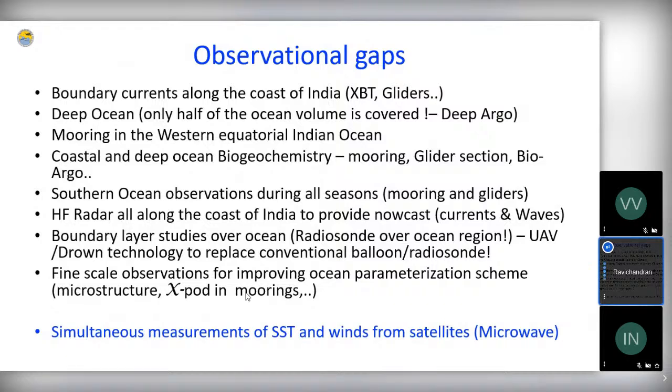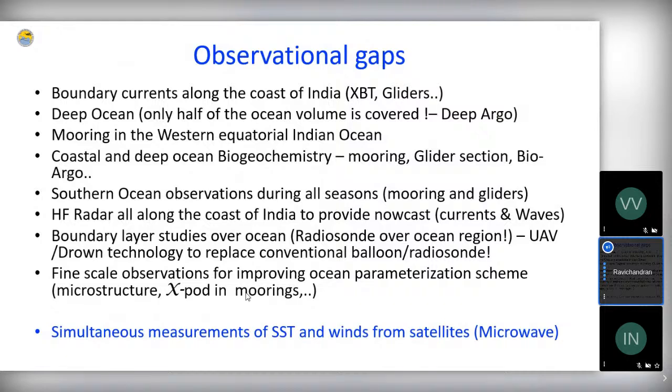Another one is that only half of the ocean volume is covered by Argo, maybe up to 2000 meters, but the remaining half of the ocean volume is below that, which we have not measured. So we need to measure this area also, mainly the deep ocean below 2000 meters. Maybe we can think of a Deep Argo to observe below 2000 meter depth up to the ocean bottom, maybe 4000 or 5000 meter depth. We can observe variables, especially temperature and salinity.